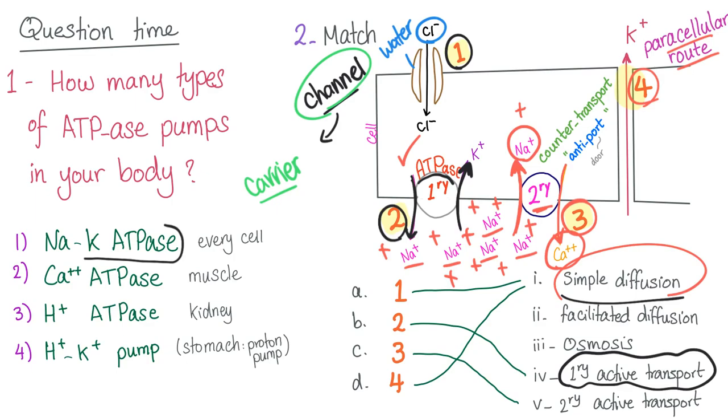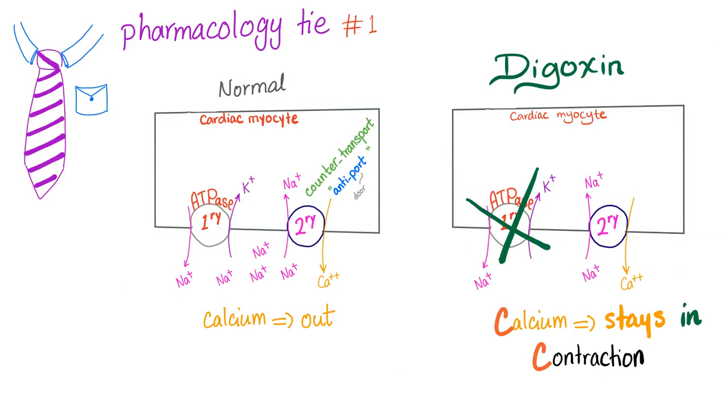No energy, no carrier. Some excellent students are so bored right now. Okay, I know all of this stuff. Why are you wasting my time? So, okay, let's go to the important stuff. Let's go to the pharmacology tie. So, here's the normal cell. Primary active transport, sodium out, potassium in, called sodium-potassium pump.